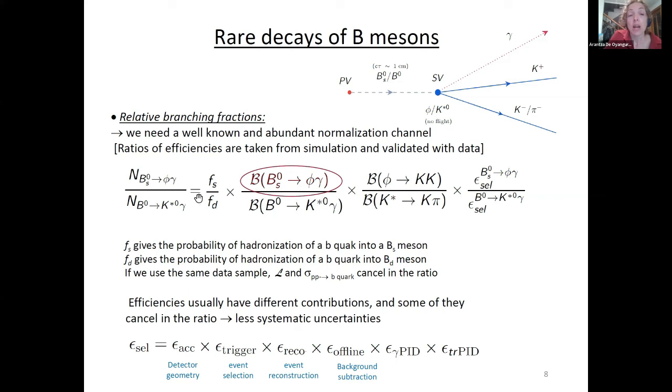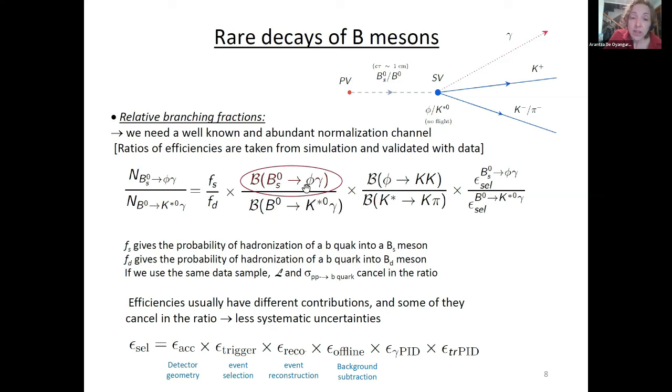In this case, I will have the first, this ratio of fragmentation functions. This is just giving the probability of a b quark to hadronize in a Bs meson, or a d quark to hadronize in a D0 meson. Okay, so this is coming from there. And then I will have the branching ratio of the Bs to phi gamma or the B to K* gamma.